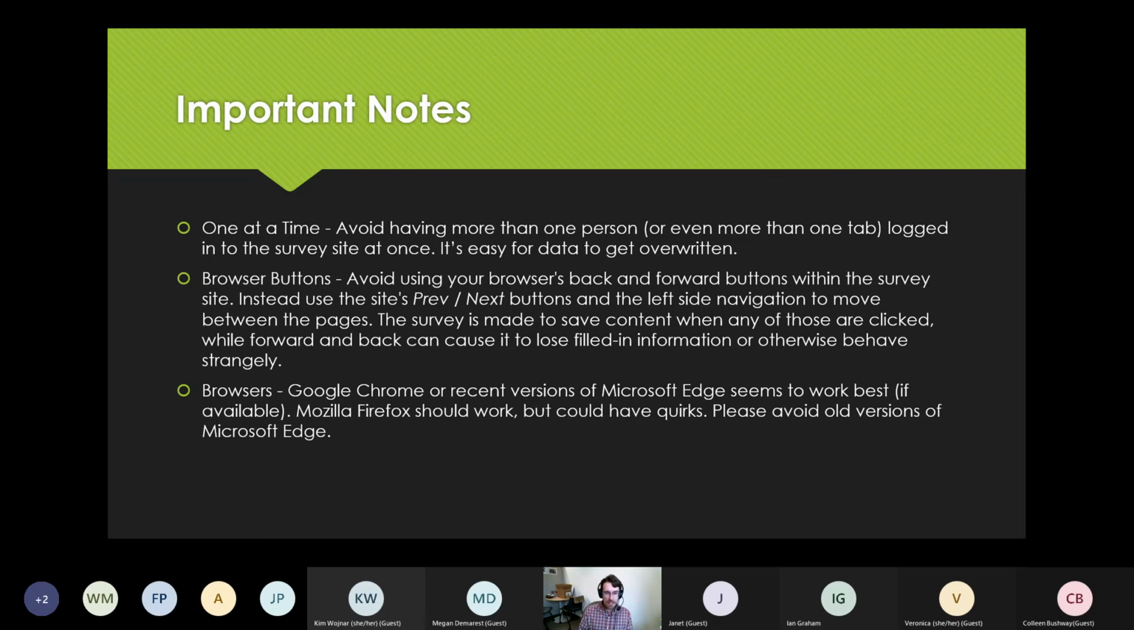Browsers. From what we can tell, Google Chrome and recent versions of Microsoft Edge seem to work best if you happen to have those available. Mozilla Firefox mostly works, but sometimes seems to have quirks. Old versions of Microsoft Edge, which you may not have at this point, but if you did, I would recommend avoiding. Safari, I think, is like Firefox, and it sometimes has quirks as well. So if you can control what you're using, it's great to choose those. But if you don't have control, if you have to use a certain one, just be prepared that occasionally something weird might happen.